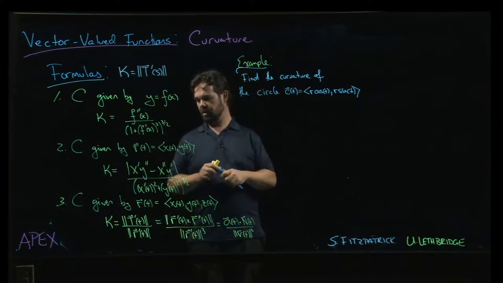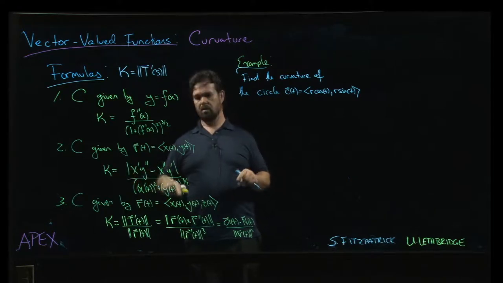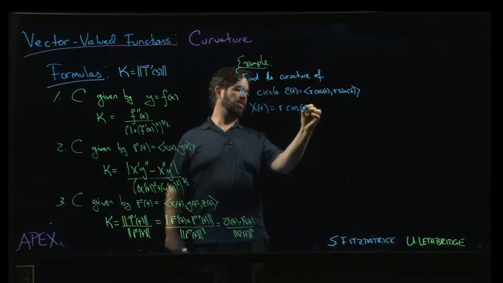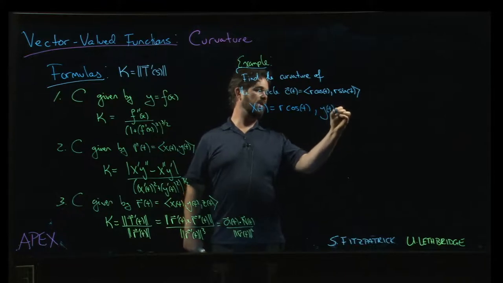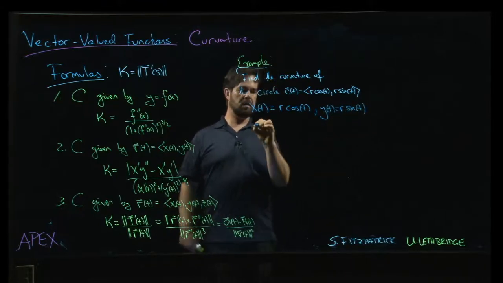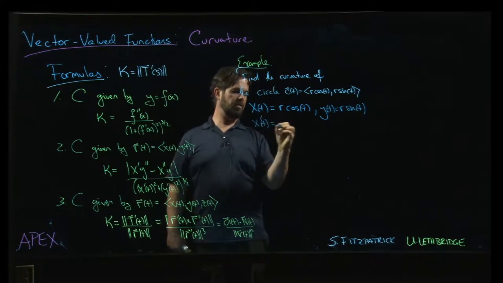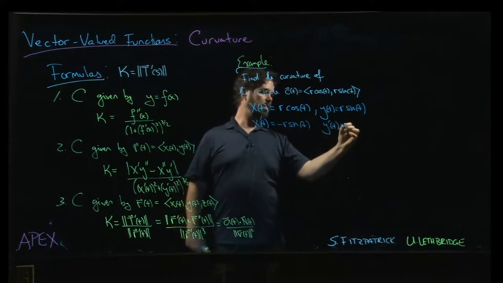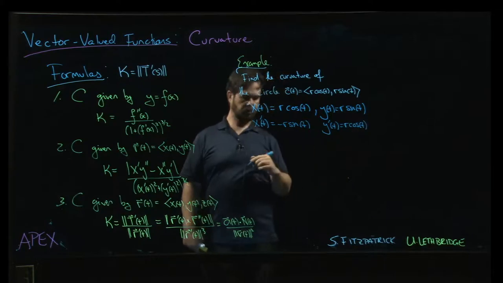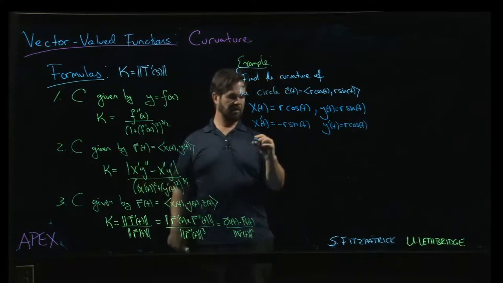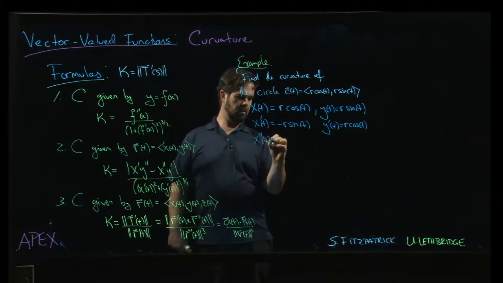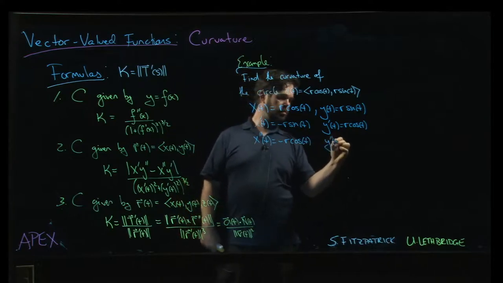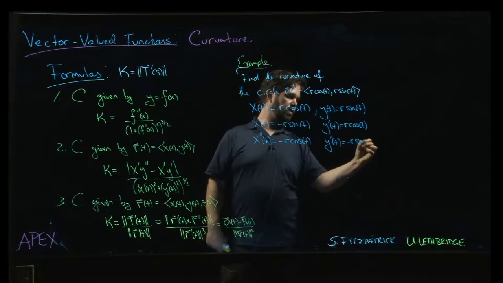So what we're going to do is just go ahead and compute. x of t is r cos t, where r is a constant. y of t is r sine t. x prime is negative r sine t. y prime will be r cosine t. I'm also going to need x double prime and y double prime. So x double prime will be minus r cosine t. y double prime will be minus r sine t.